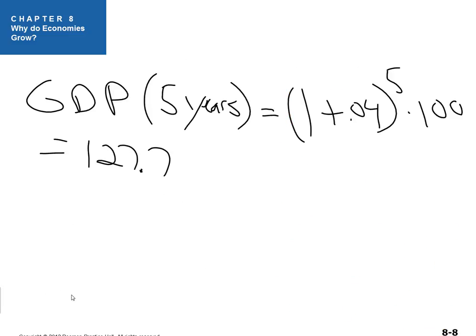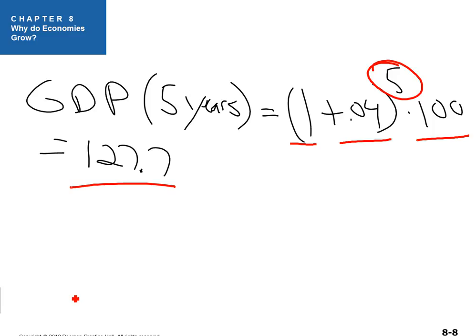Now let's look at how you calculate what the GDP will be in a certain number of years. So if we want to calculate what GDP will be in 5 years, all I'd have to do is take 1, add it to the growth rate, raise it to the 5th power. That's the number of years that we're going to let the economy grow, times 100. And in this case, I get 127.7.